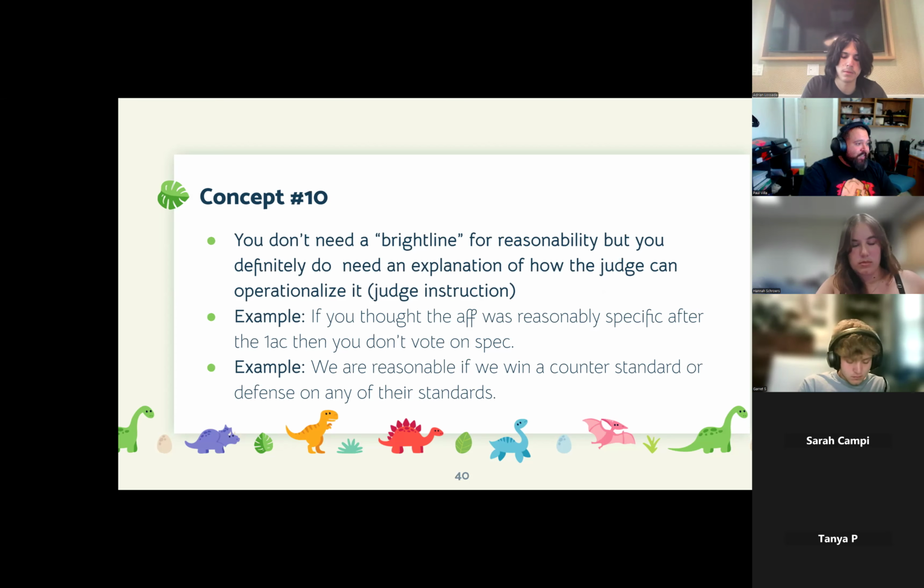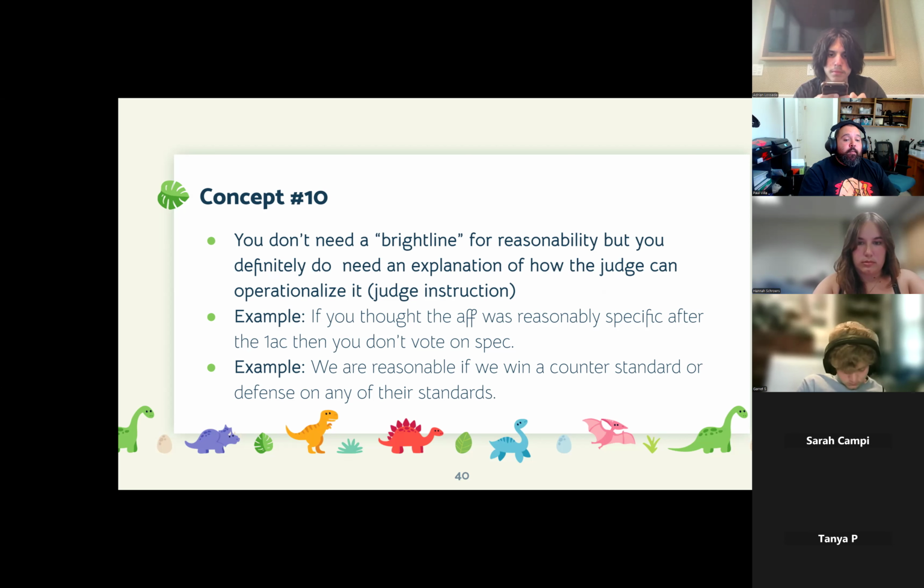Last concept, concept 10. You don't need a bright line for reasonability, but you definitely do need an explanation of how the judge can operationalize it via some form of judge instruction. So, is it good to have an interpretation for what is reasonable? Yes, I don't think it hurts, but I certainly don't think you necessarily need one, right? And you can instead just explain, here's how you do it.